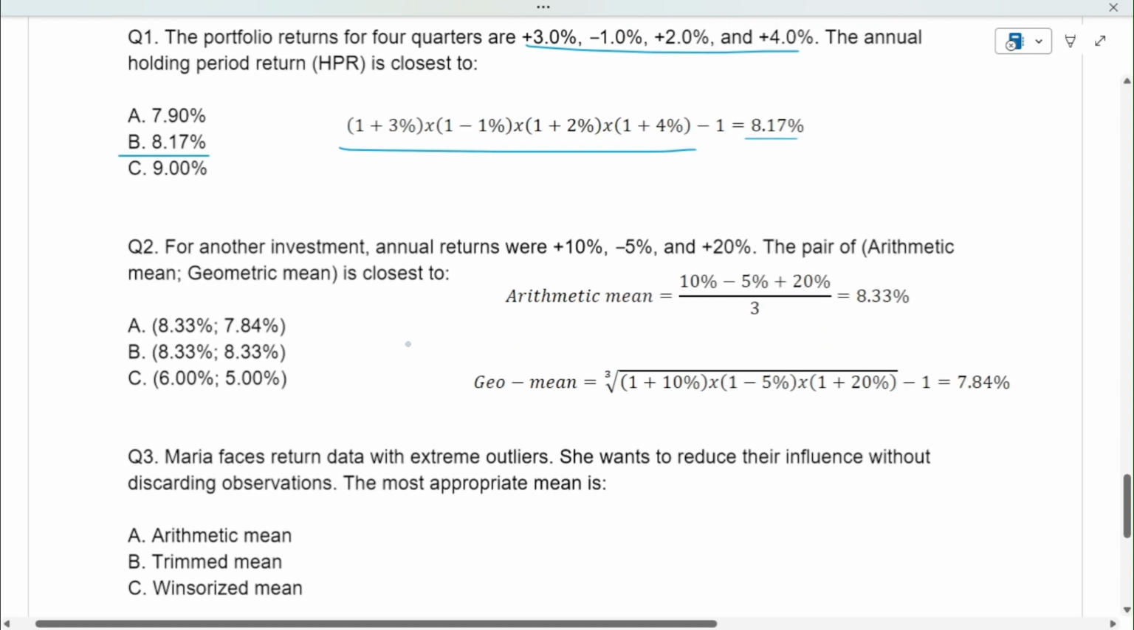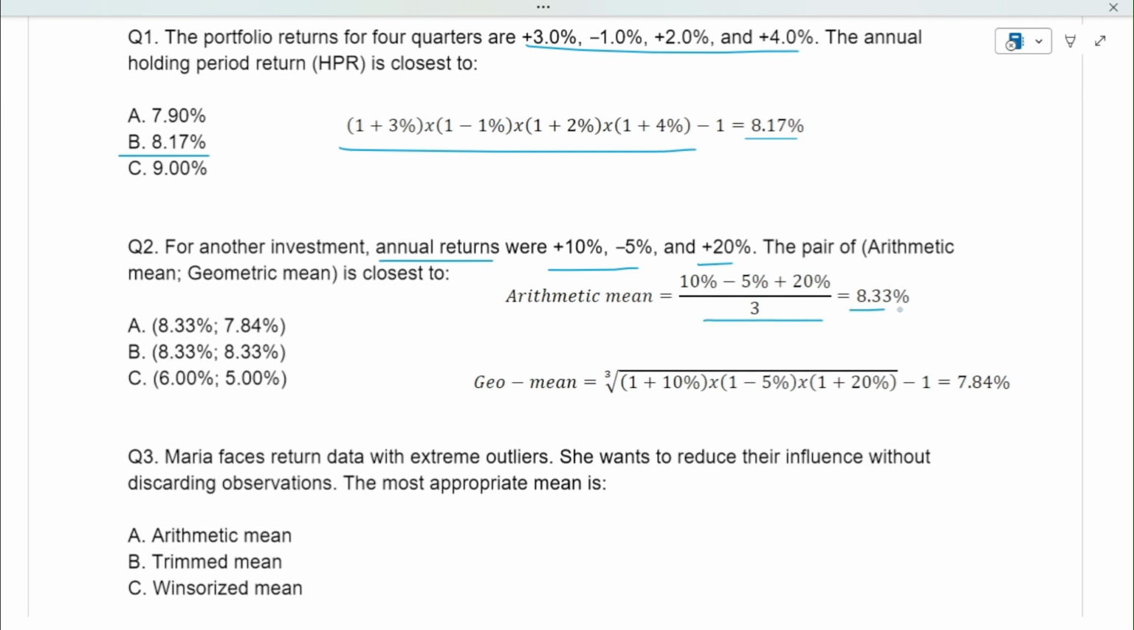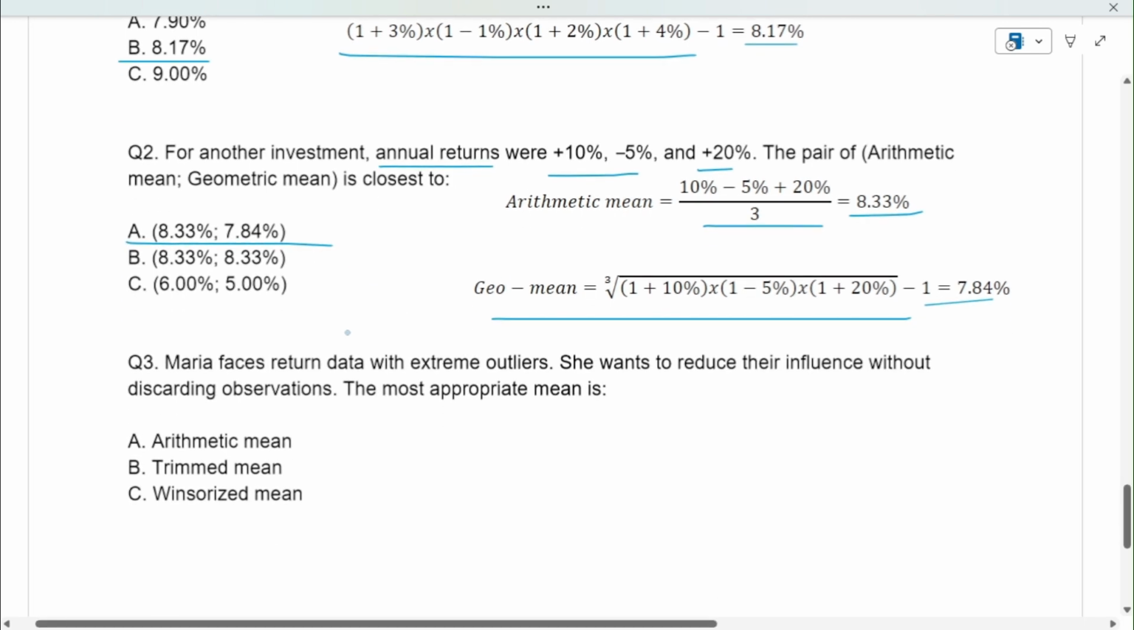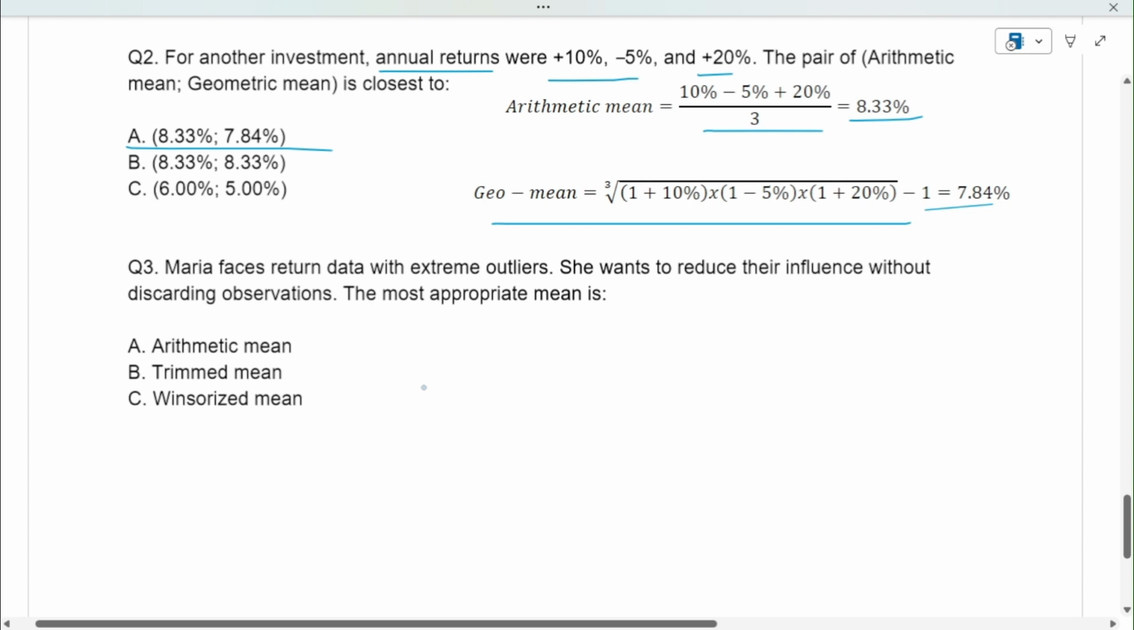Now the second question. For another investment, annual returns were 10%, -5%, and 20%. Now remember, these are annual returns, and we are going to calculate the arithmetic and geometric mean from these returns. Arithmetic mean is quite simple, and you can see the answer here is 8.33%. For the geometric mean, we are going to multiply them, find the root, and subtract 1. The answer to this question is 7.84%. Therefore, it is A.